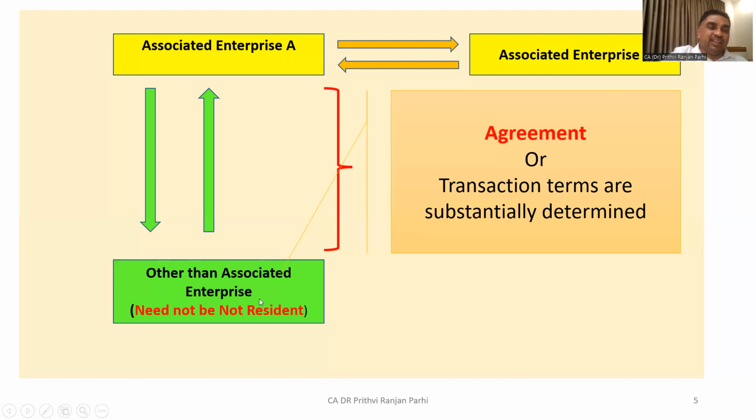One thing is important: this new party need not be a non-resident. Between these two parties, A and B, both of them can be non-resident or any one of them can be non-resident. Doesn't matter. But C need not be a non-resident. That means this provision clearly says that even if this party is not related, not associated, even if this party is not a non-resident, still the transfer pricing provisions may get attracted.